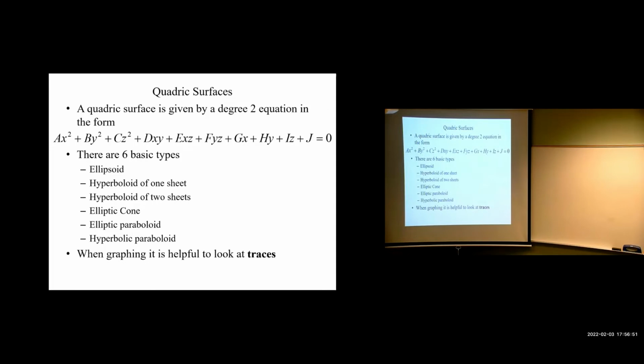So when we look at a 3D graph, because it's very hard to look in 3D, a lot of times what we do is we look at the traces. The traces are when we set one of the variables to be 0 to cancel it out, or set it to a constant to cancel it out. Because what that does is it turns our 3D graph into a 2D graph.